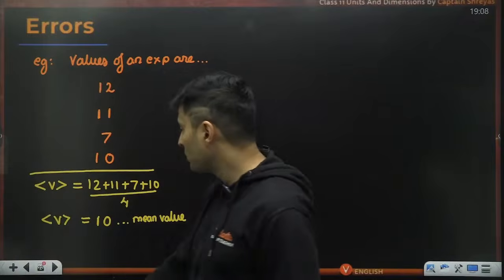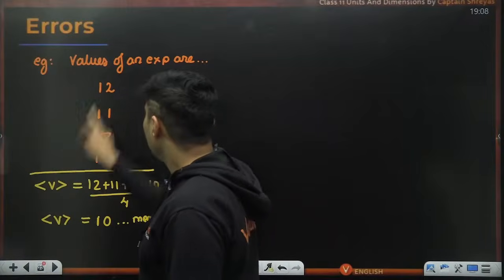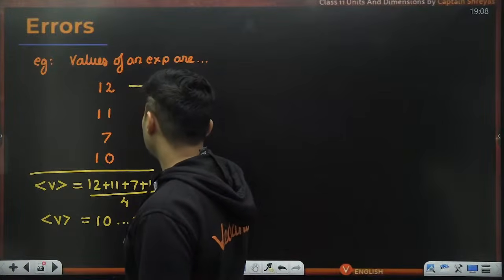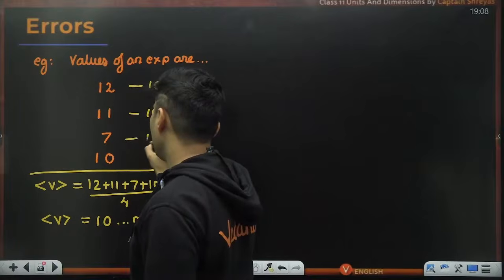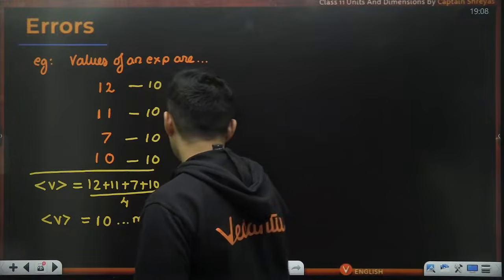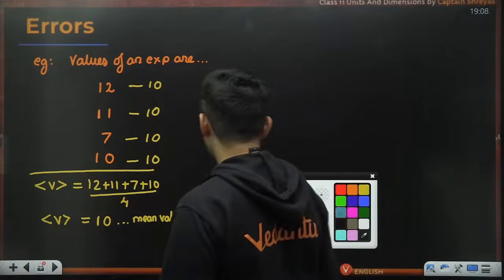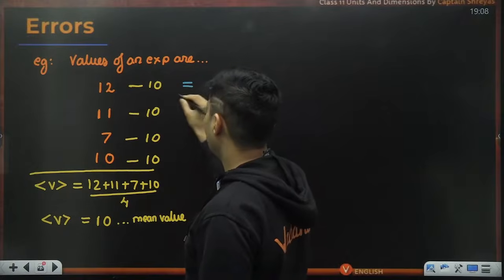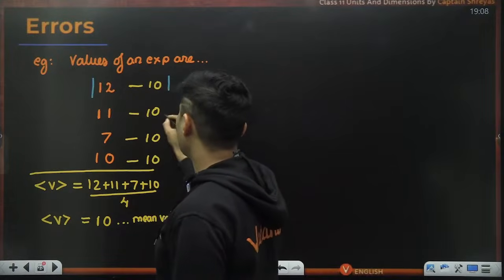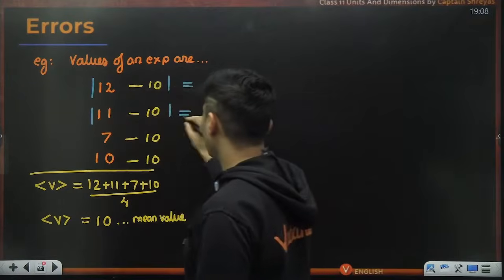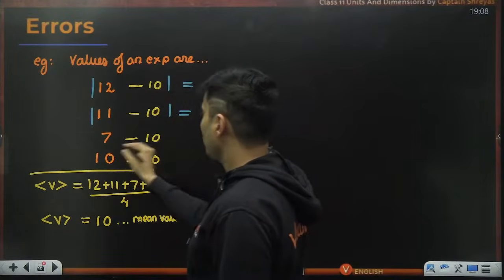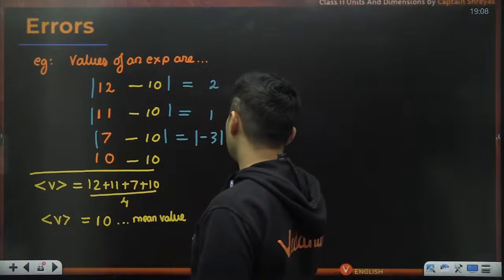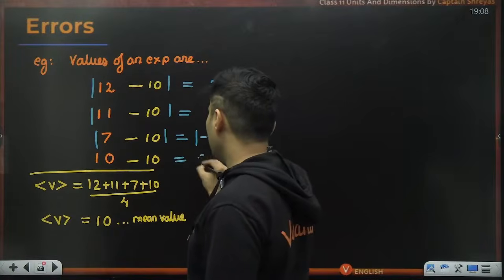The next step is taking each reading and subtracting the mean value: 12 minus 10, 11 minus 10, 7 minus 10, 10 minus 10. Whatever answer you get, take the mod of that. 12 minus 10 is 2, mod is 2. 11 minus 10 is 1. 7 minus 10 is minus 3, and the modulus of minus 3 is 3. 10 minus 10 is 0.